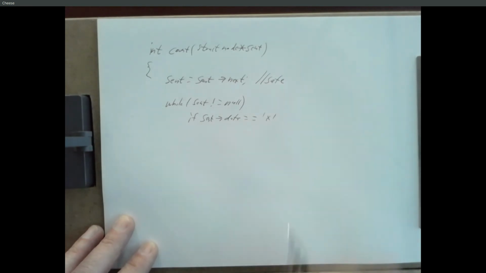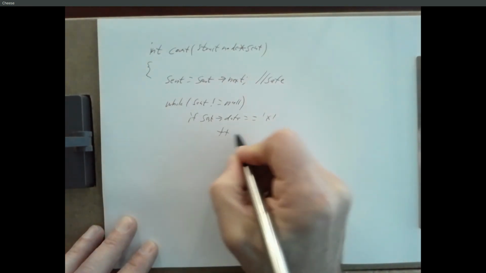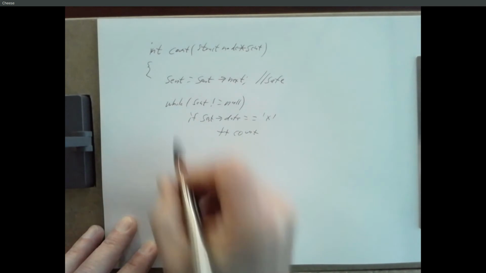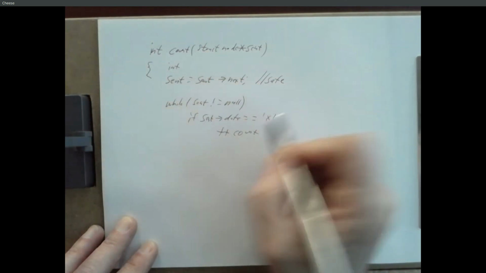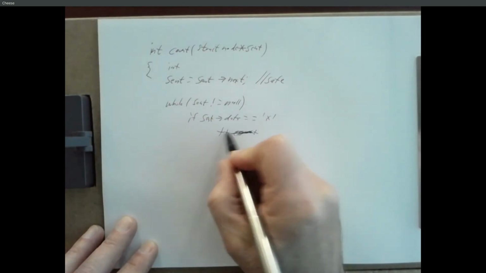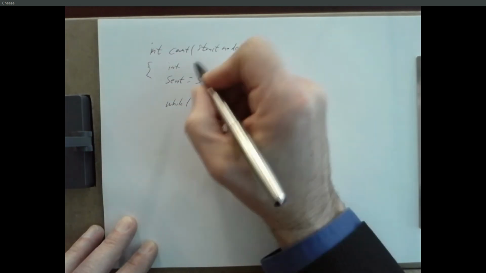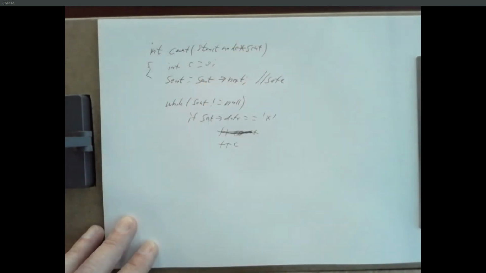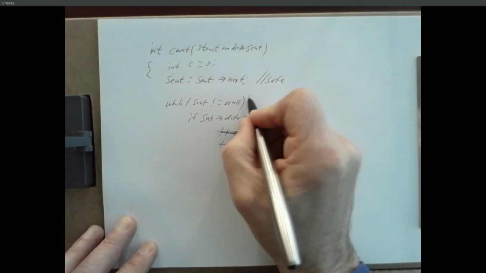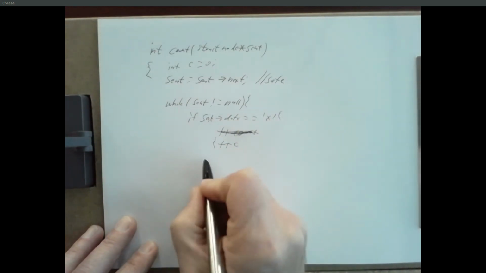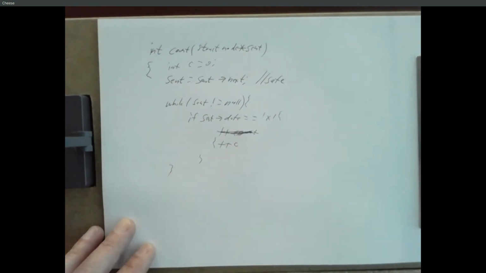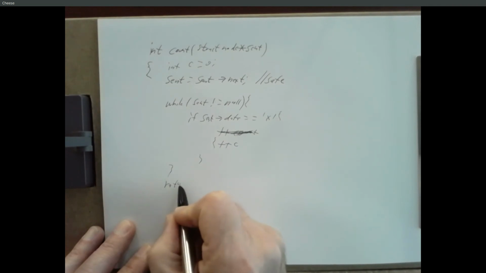If it's not null, see if its data is equal to x. And if it is, increment some count. So initialize, I'll just call it c, initialize some count to 0. And then just return your count.